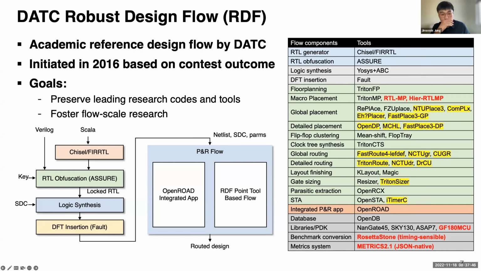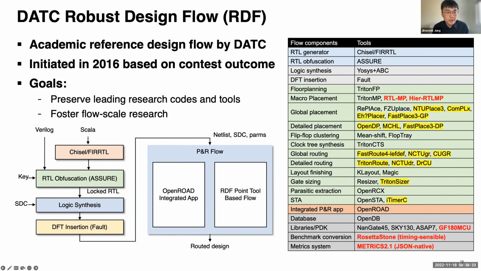This table shows all the tools that are currently included in the RDF's inventory. The tools highlighted with the yellow background color are previous CAD contest winning tools. I think you can see some famous tools like NTUPlace, FastPlace, FastRoute, and Dr. CU. The other tools highlighted with red fonts are the latest updates we have made in the past year. As you can see in this slide, the DATC RDF's inventory preserves the leading research code and outcomes, as well as the CAD contest outcomes, and it is continuously expanding.